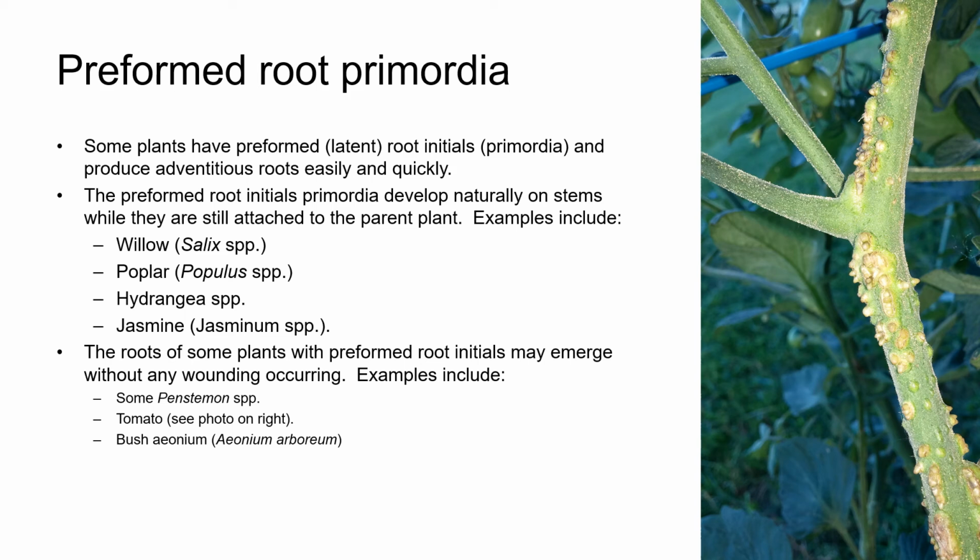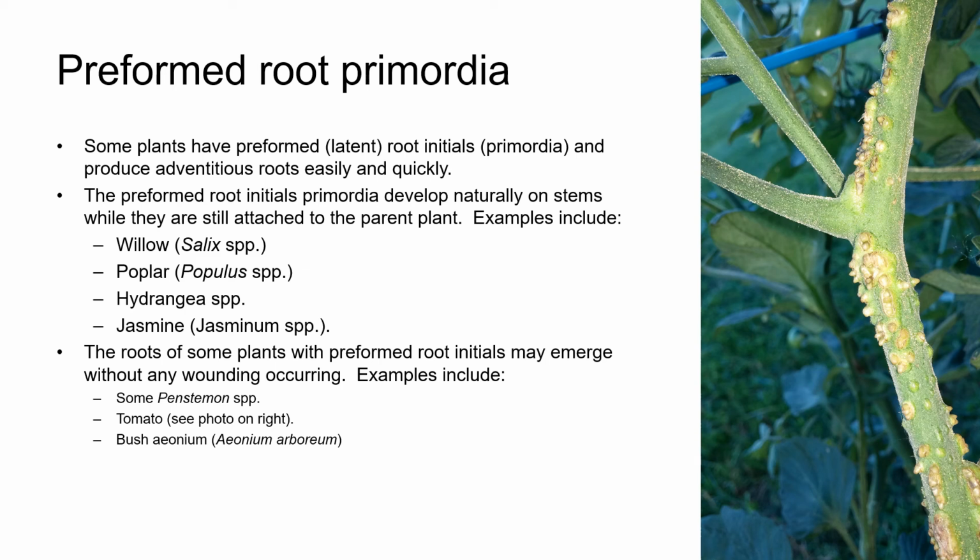Some plants have preformed or latent root primordia. Primordia is a term used to refer to a plant part or organ in its very earliest, almost undeveloped state of development. These root primordia are sometimes referred to as root initials. The preformed root initials develop naturally on stems while they're still attached to the parent plant. Plants that produce preformed root primordia usually produce adventitious roots easily and quickly.